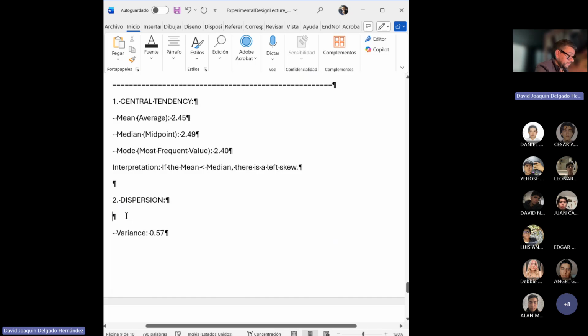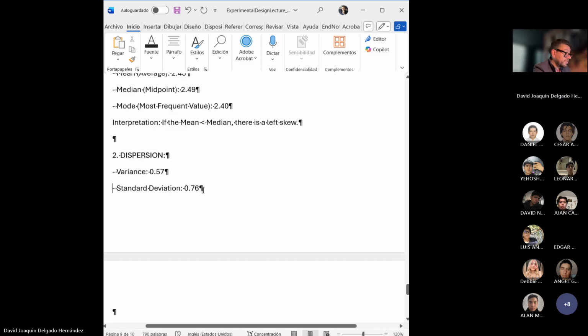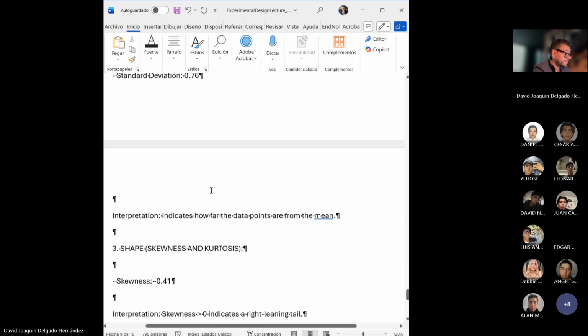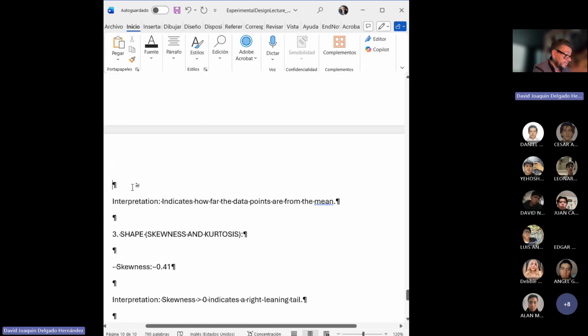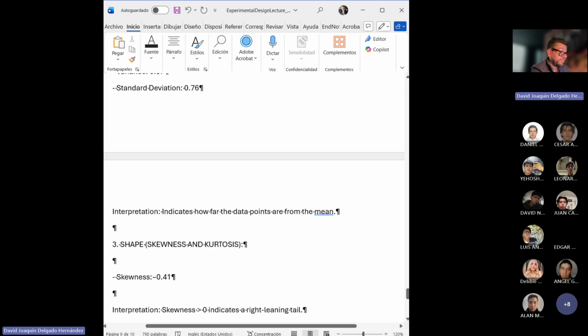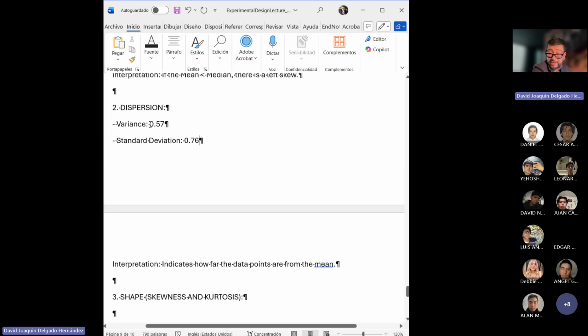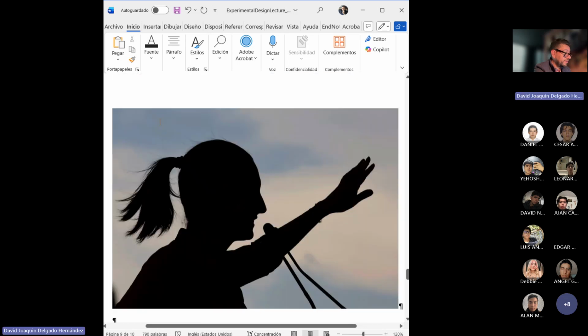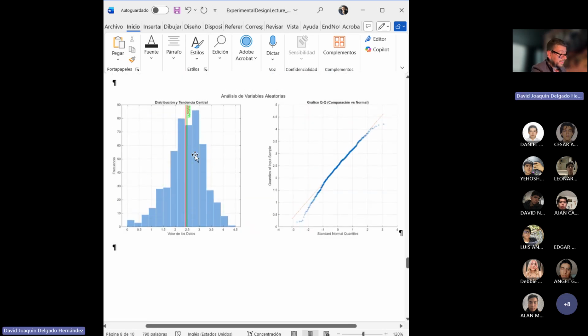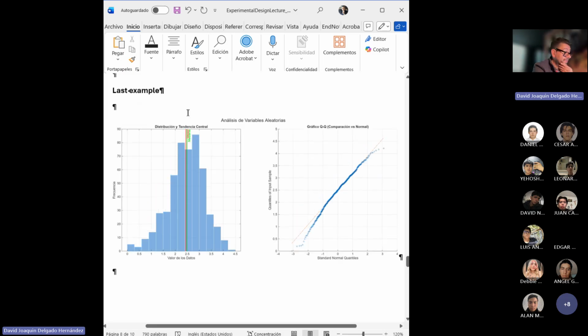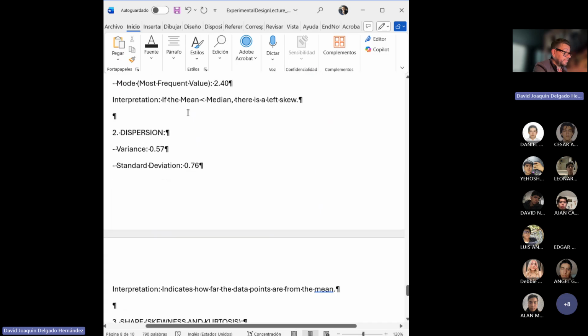Okay, dispersion. Variance 0.57. Standard deviation 0.76. So the interpretation indicates how far the data points are from the mean. So they are very close to the mean, you see? Look, most of the values are very close to these two, the median and the average, the mean. Okay, that is the meaning of these values.